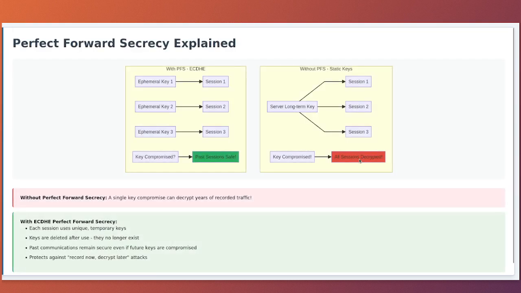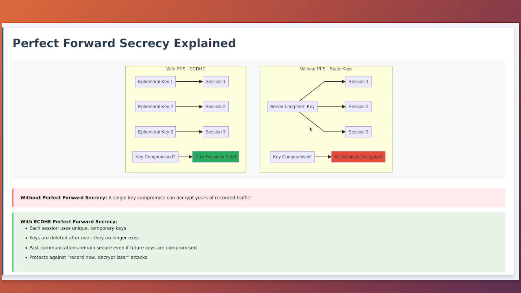Security benefits and perfect forward secrecy. Let's dive deep into why ECDHE is considered so secure and why perfect forward secrecy is such a game changer for internet security. Understanding these benefits will help you appreciate why ECDHE has become the cornerstone of modern secure communications. Perfect forward secrecy (PFS) is perhaps the most important security property that ECDHE provides.